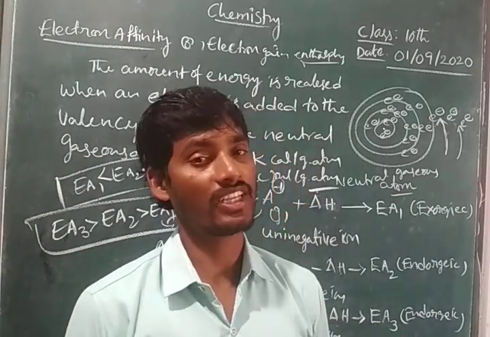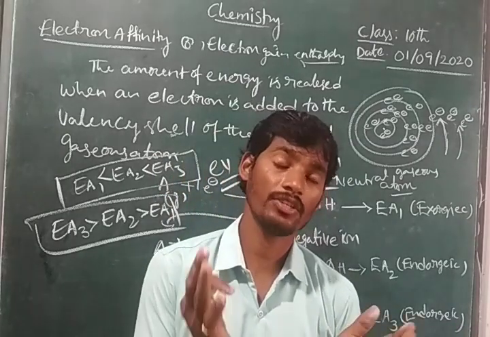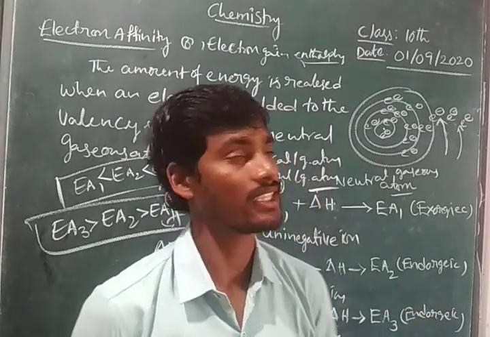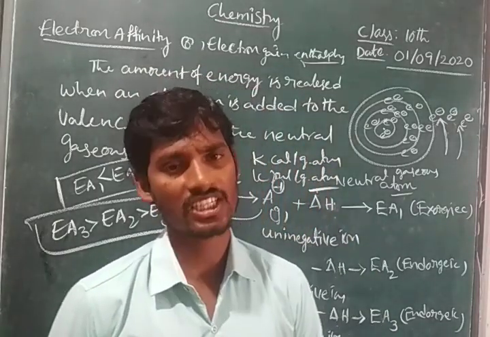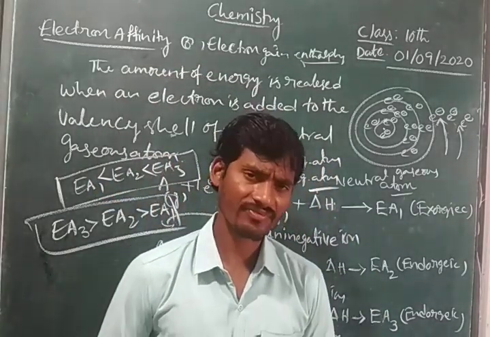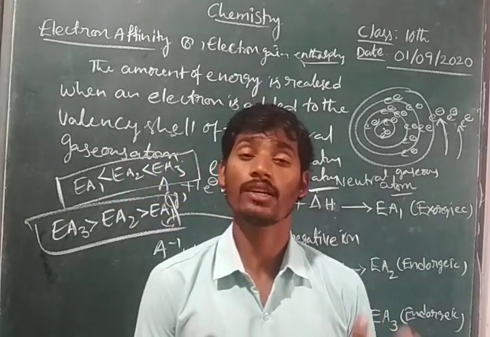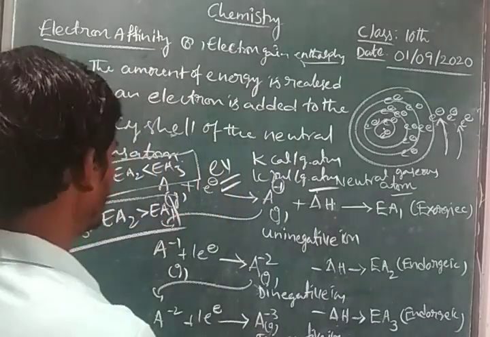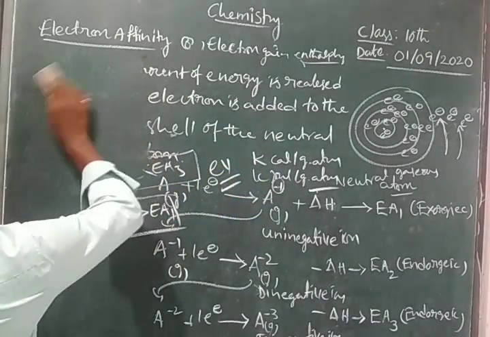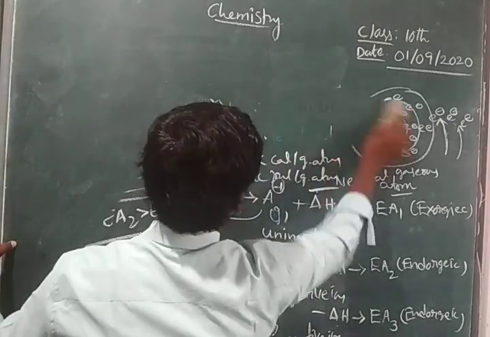The amount of energy released when an electron is added to the valence shell of a neutral gaseous atom is called electron gain enthalpy or electron affinity. Now, what are the factors that can affect electron affinity?